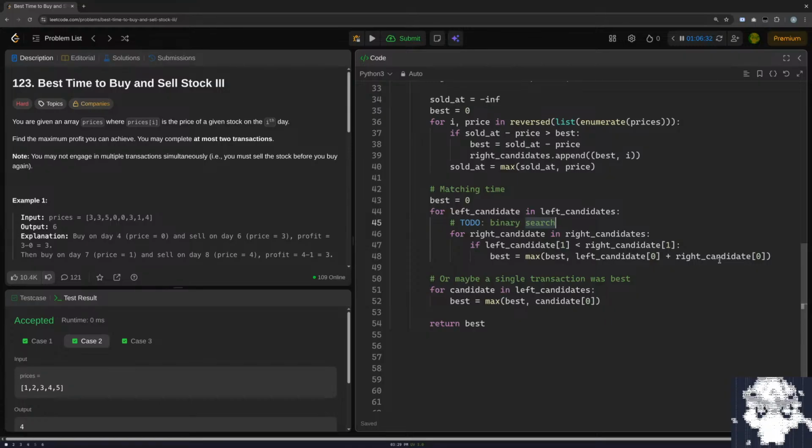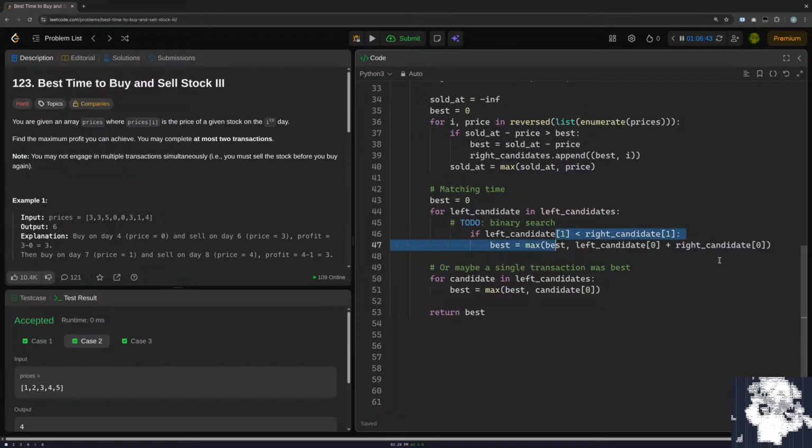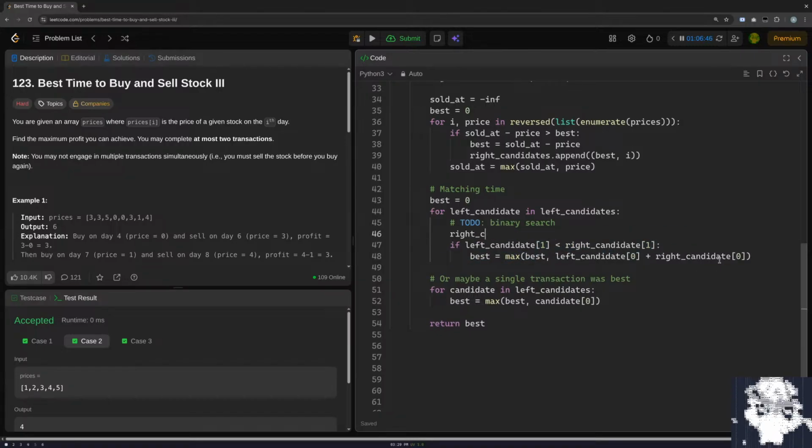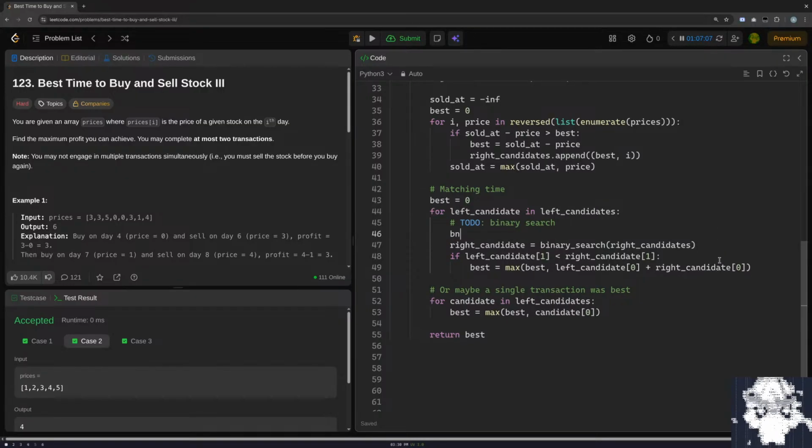Okay. Right now this is n squared, but if I binary search to get the right candidate, it won't be. So right candidate equals binary search right candidates. We have the right candidates, and what are we looking for? We're looking for a certain index. Index equals left candidate of 1.